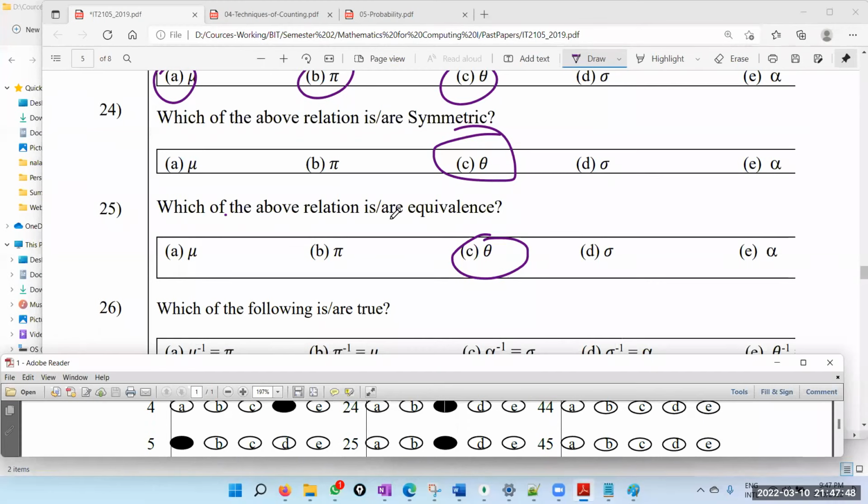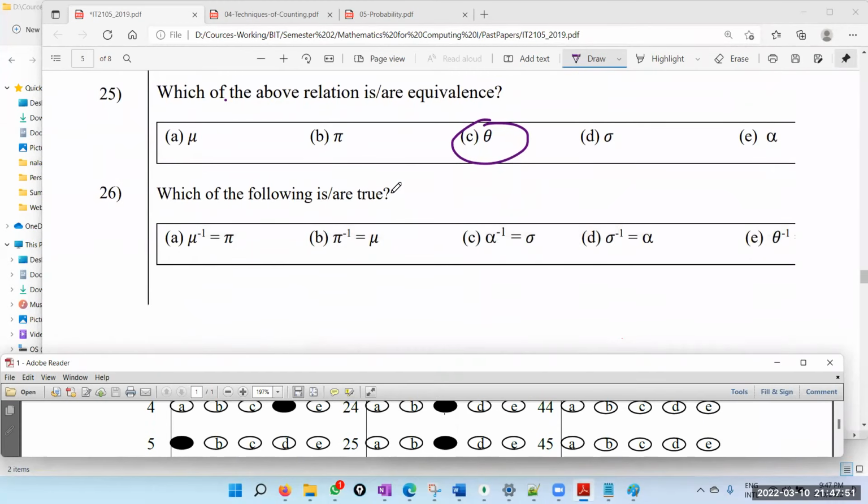Yes. 26. Which of the following is are true? Mu inverse is 5, and so on.